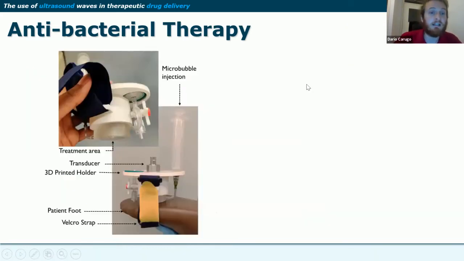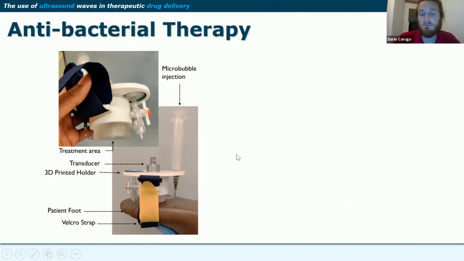We are also interested in administering ultrasound topically for the treatment of infections in chronic wounds. So chronic wounds often occur, for example, in diabetic foot ulcers and can significantly compromise the wound repair process. So this device is a rapidly prototyped system which enables us to deliver microbubbles onto the surface, so the skin of a patient, as well as ultrasound.